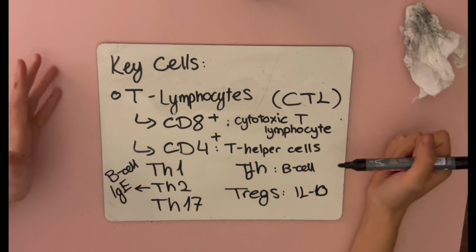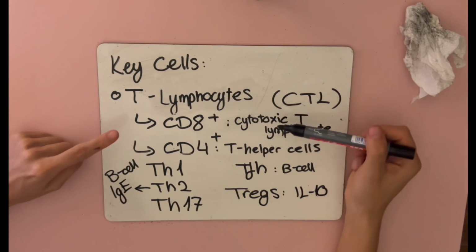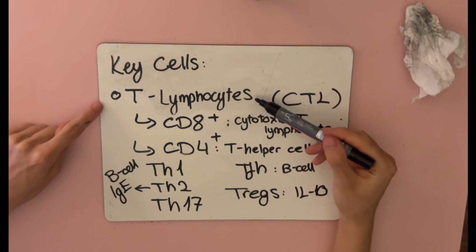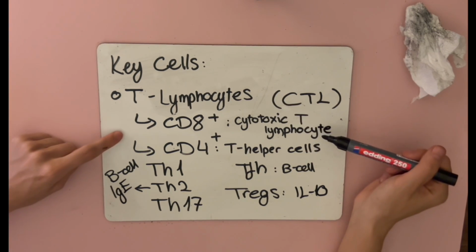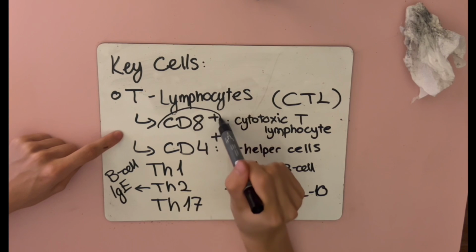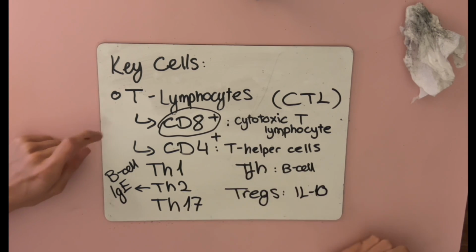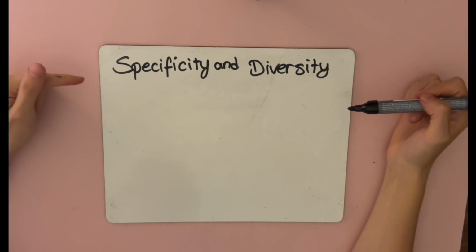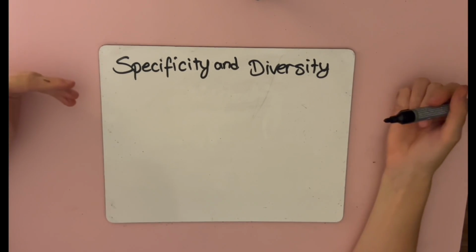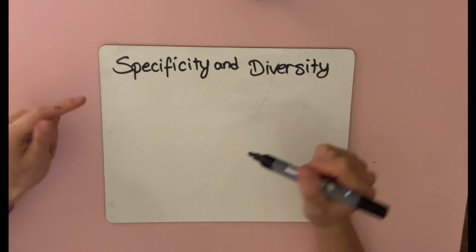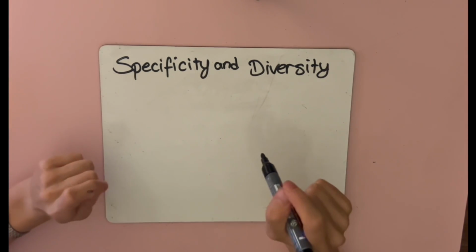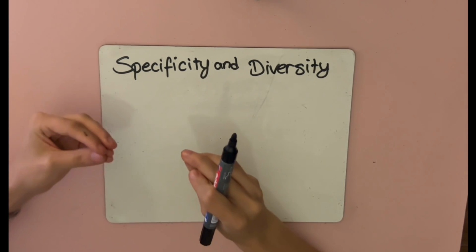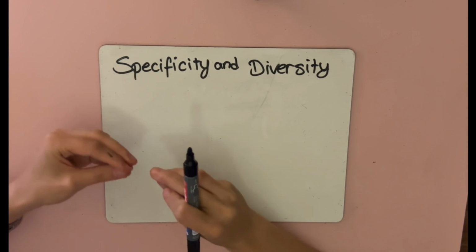So most important in this chapter is that you know that cytotoxic T cells and T helper cells exist as subtypes of T lymphocytes, and know that cytotoxic T lymphocytes have a CD8 receptor, whereas T helper cells have a CD4 receptor. Let's talk about specificity and diversity in our adaptive immune system. One of the defining features of the adaptive immune system is its specificity. Each lymphocyte recognizes a single molecular shape or antigenic epitope.